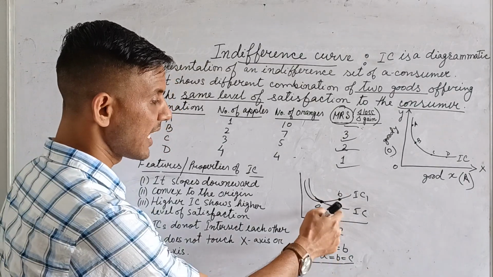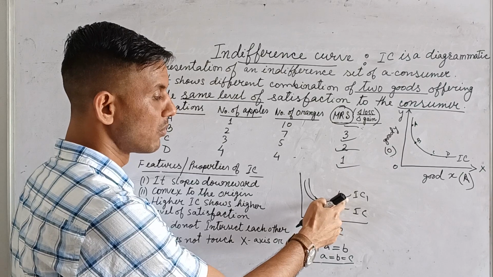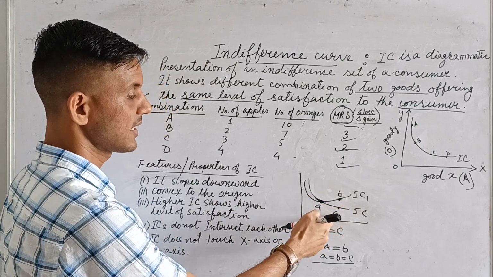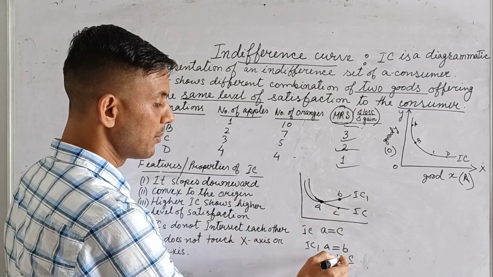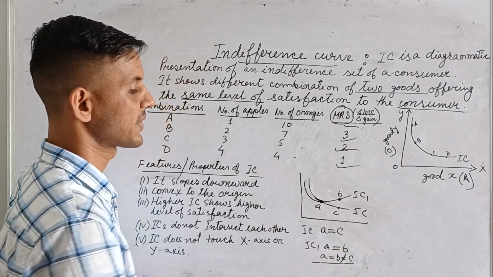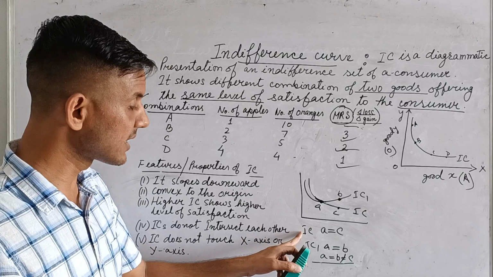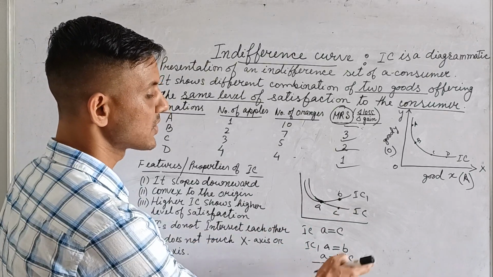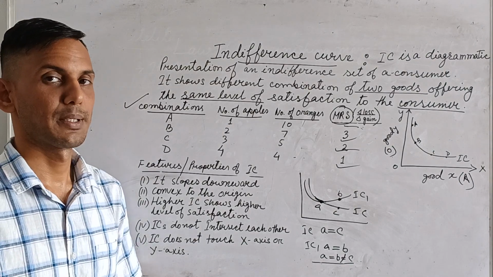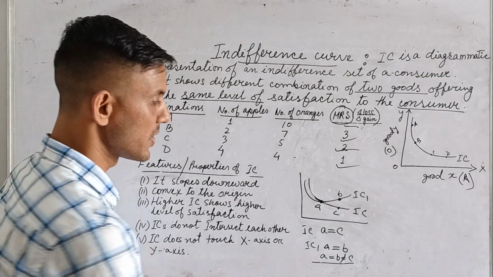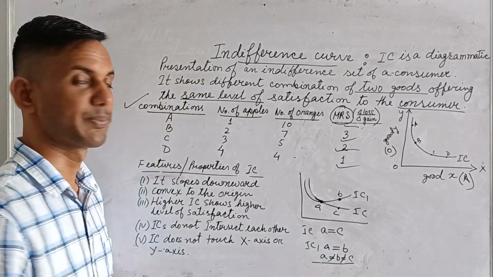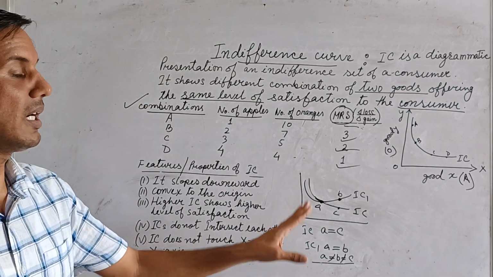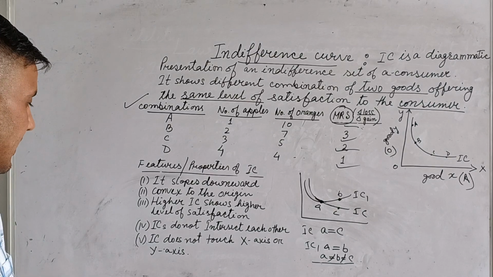If you see the two curves, IC and IC1, A is equal to C and A is equal to B, so you can write A is equal to B is equal to C. But if you see the diagram, B denotes more satisfaction than C, because B is there and C is here. So B is not equal to C. But according to this condition, A is equal to B is equal to C. But in the diagram, B is not equal to C, or B is not equal to A also. Is it clear? So that's why two indifference curves never intersect each other.